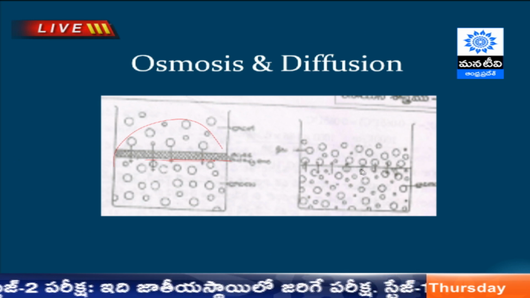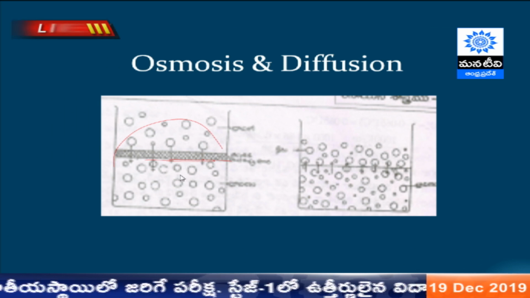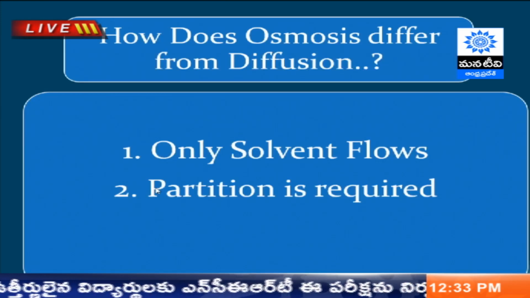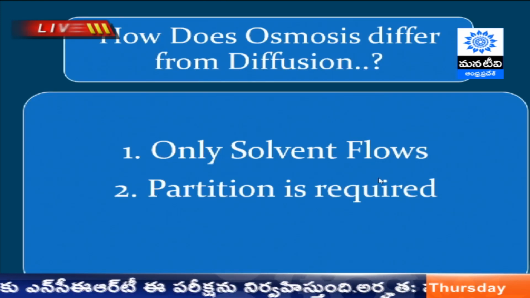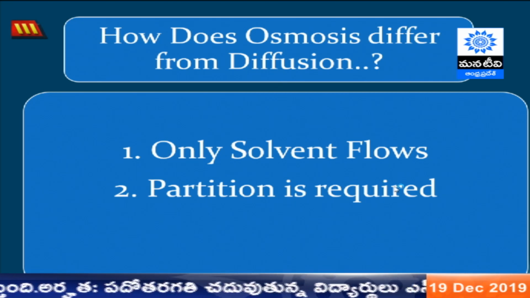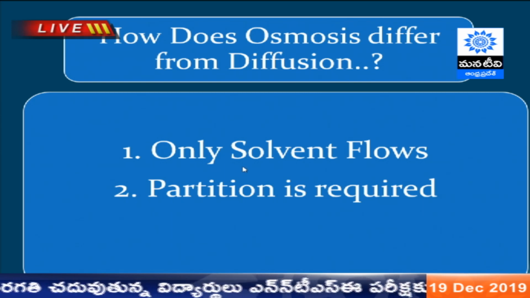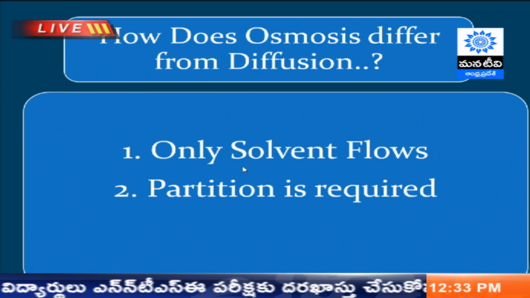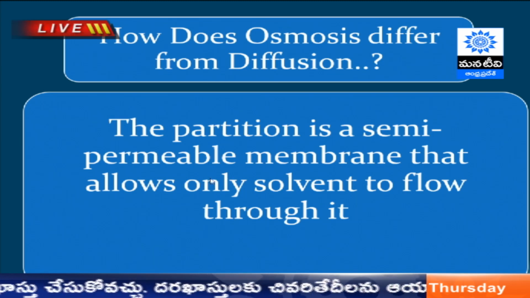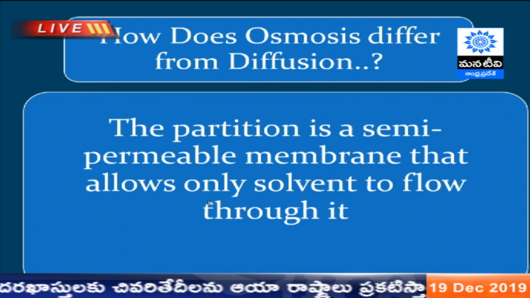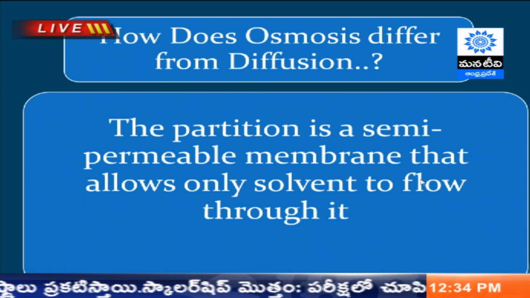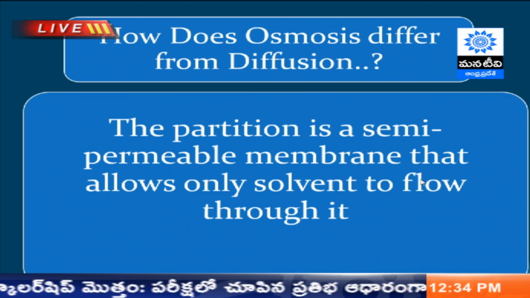This depicts diffusion, whereas this depicts osmosis. How does osmosis differ from diffusion? Only solvent flows and a partition is required. These are the two things that differentiate osmosis from diffusion. The partition is often a semi-permeable membrane that allows only solvent to flow through it. So, it allows only the solvent to flow through it.